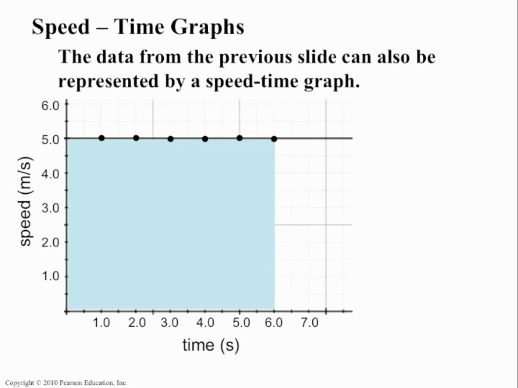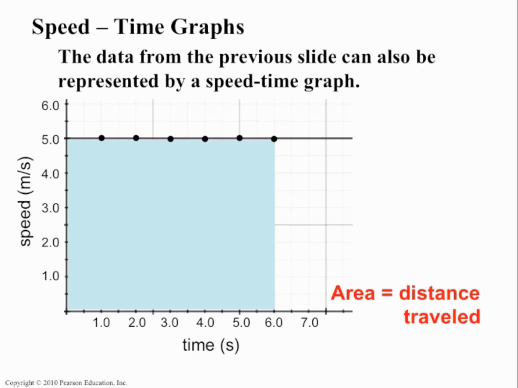Think about that just for a second. Don't worry if you don't know the answer, but just think about it. What does the area under the speed time graph represent? Well, here's the answer. The area represents the distance traveled.